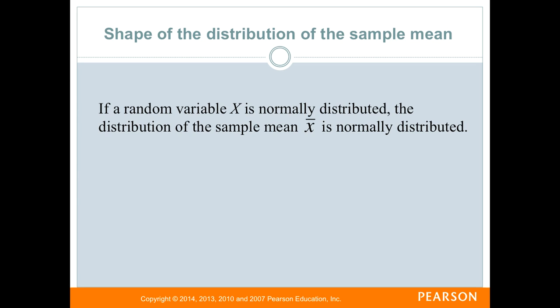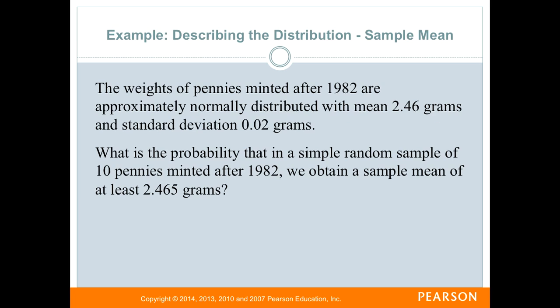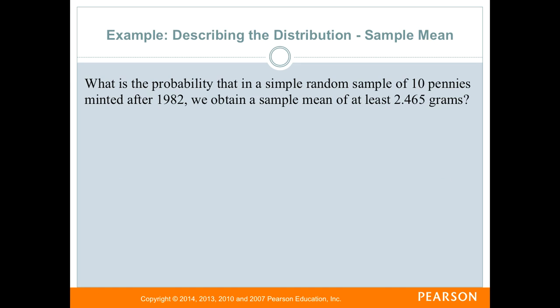If a random variable x is normally distributed, the distribution of the sample mean x bar is also normally distributed. So let's take a look at this example here. We have the weights of our pennies again, approximately normally distributed, with a mean of 2.46 and a standard deviation of 0.02. What we want to answer is: what is the probability that in a simple random sample of 10 pennies, so we're going to take 10 pennies out of our bucket of pennies, we obtain a mean of at least 2.465 grams? We have a couple things we need to do. The very first step is to describe our distribution.